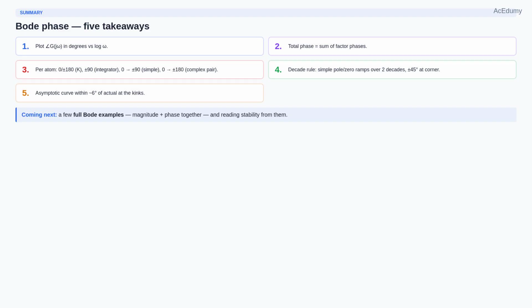With magnitude and phase, the Bode plot is complete. Next lecture we do a few full Bode examples, magnitude and phase together, and start to read what they tell us about stability and bandwidth.